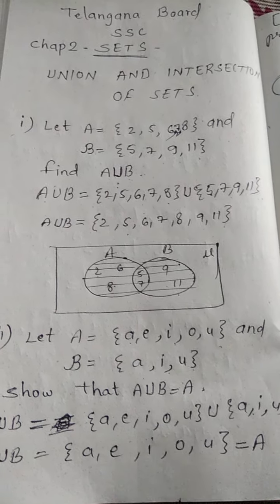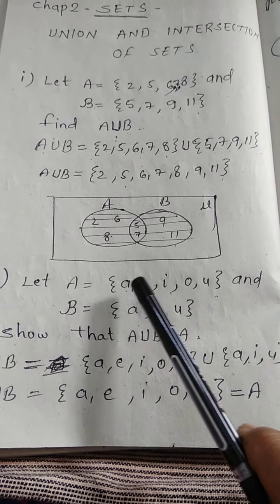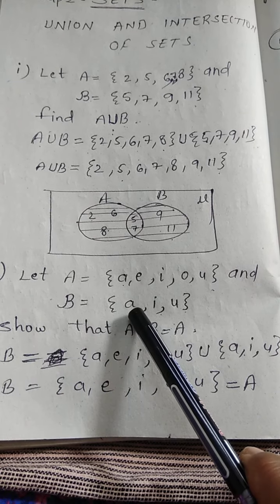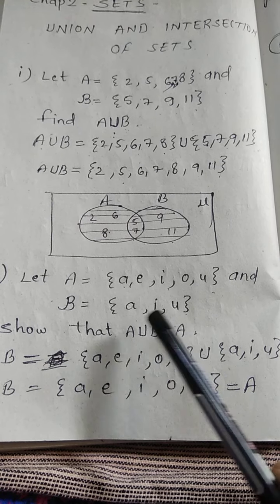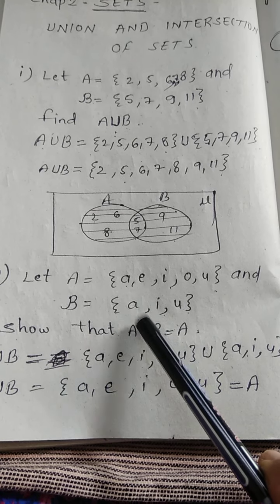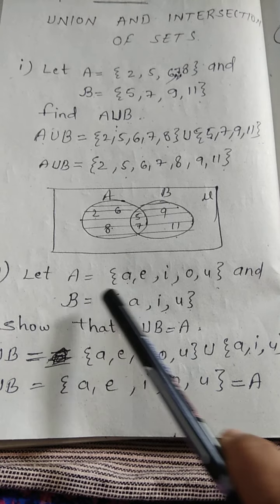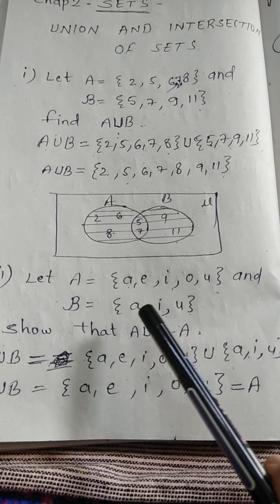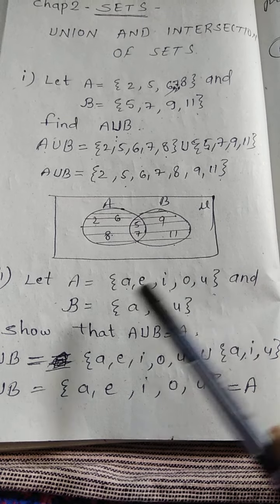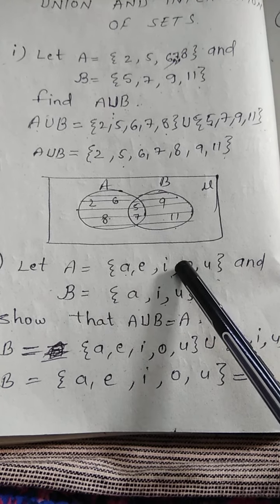Okay, so let's come to the second question. Here set A is given {A, E, I, O, U}, and set B is given {A, I, U}. Here what do we observe? In my last video, I have told you what is the meaning of subset. Here we observe that set B is the subset of set A. A, I, U, all these three elements are present in set A. So B is the subset of A.